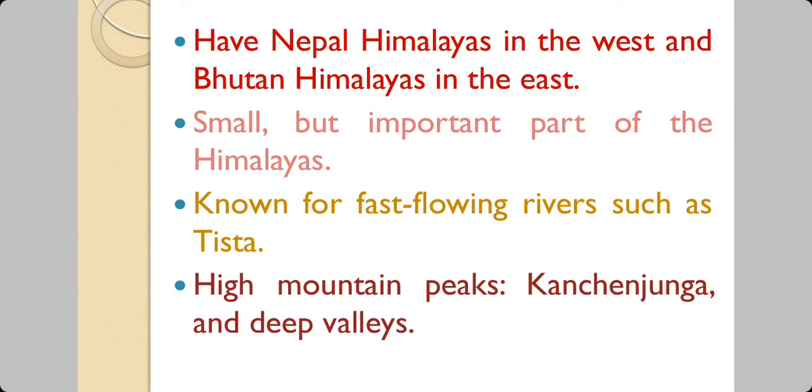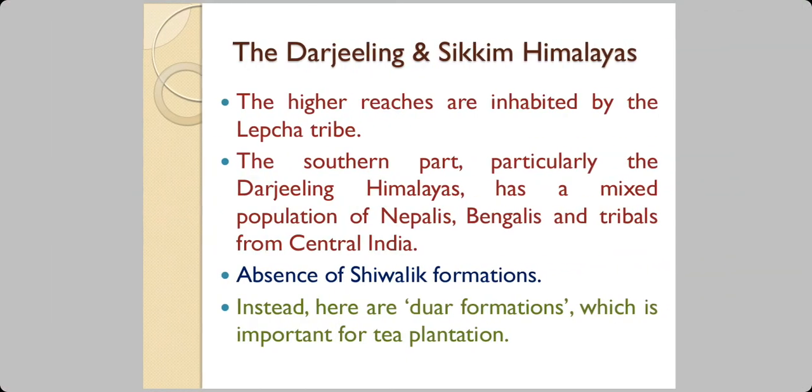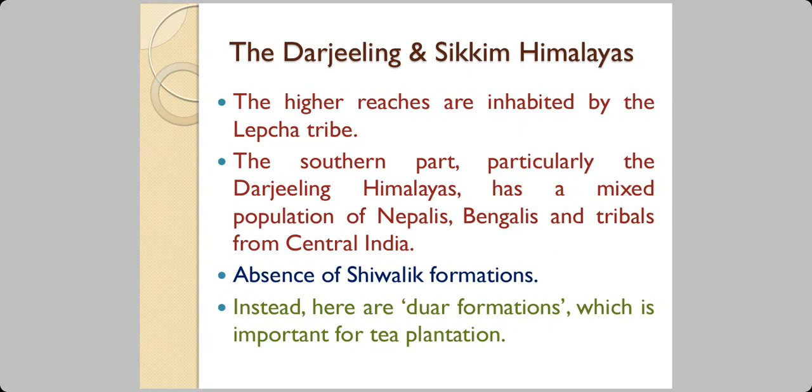They have high mountain peaks. Kanchenjunga is an example. The Everest is also nearby, and because of the high mountains, there are also deep valleys. In the same division of Himalayas, you find the tribal people known as the Lepchas. The southernmost part, particularly the Darjeeling Hills, has a mixed population of Nepalis and Bengalis, and also tribals from central India, who are working in the tea gardens there.